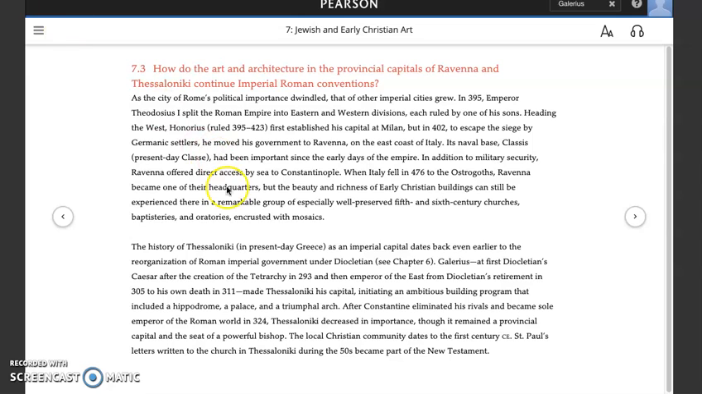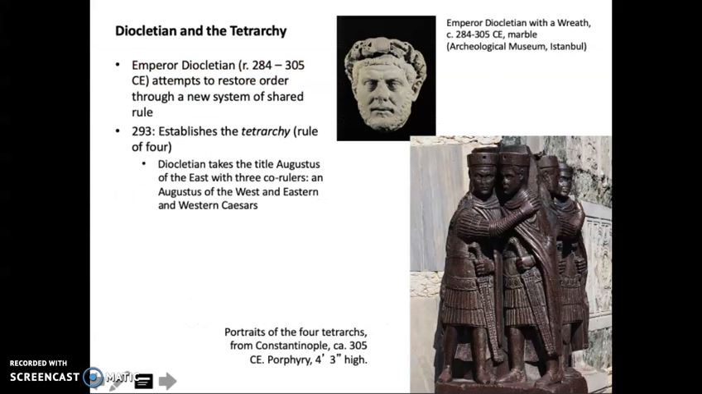Let me see if I can clarify just at least this part about the reorganization of Roman imperial government under Diocletian. So there's Diocletian. Hello, Diocletian. There's his portrait. He's wearing a wreath, a symbol of victory. This is a slide I use when I teach the class on the prehistoric to ancient art. And I use this slide to explain that he's incredibly important in that he's restoring order in Rome.